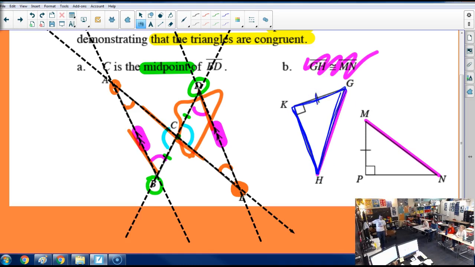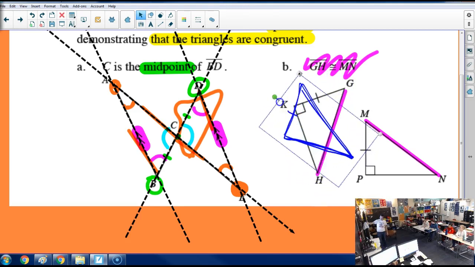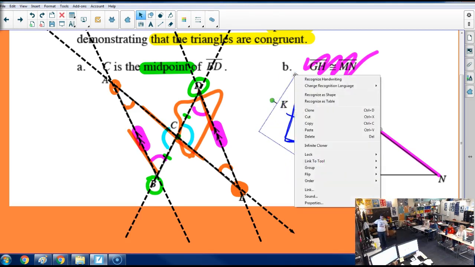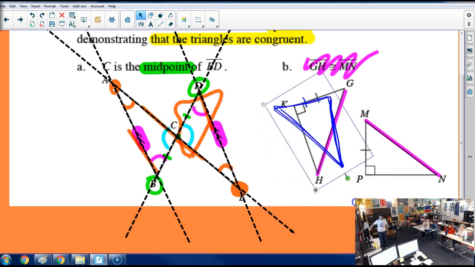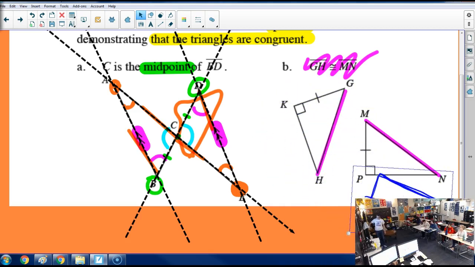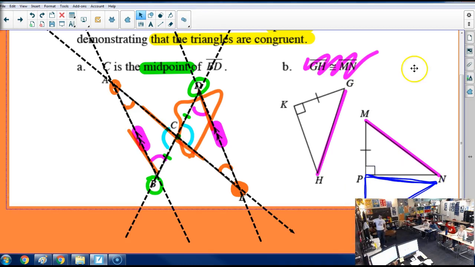KGH, right? I wonder if that'll stick with it. You gonna try and turn it? Wait, what was the RHL thing again? If it's a right triangle and you have a hypotenuse and a leg, you can prove congruence. But we do have another one. If I rotate this triangle around... Wait, not necessarily. What did we just do at the beginning of the lesson?